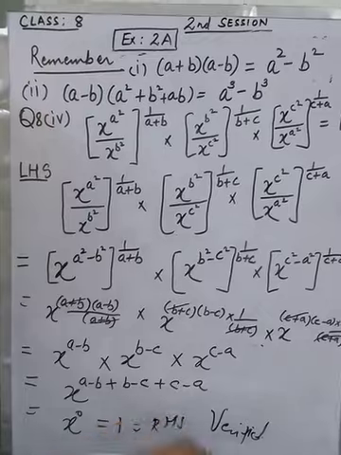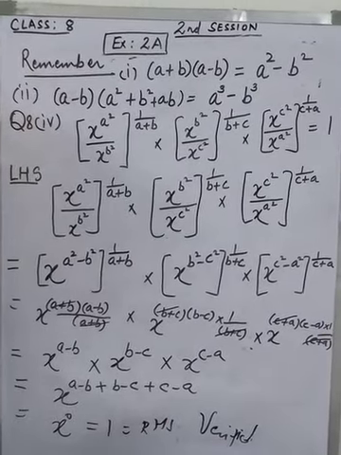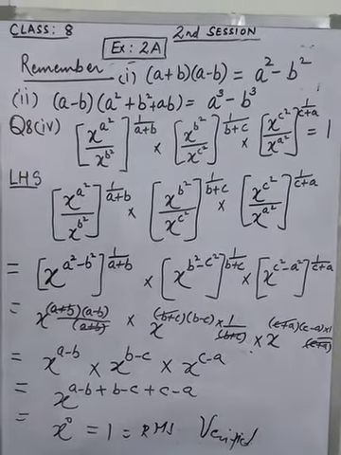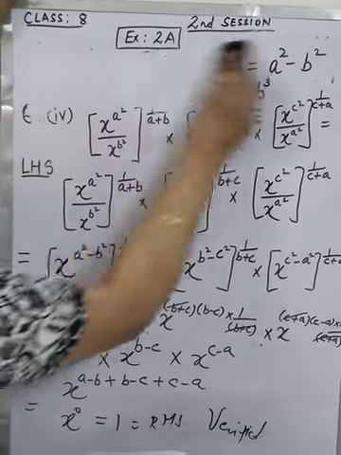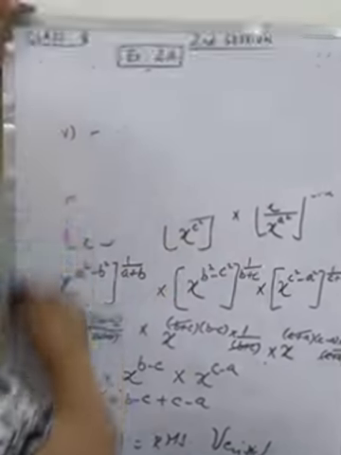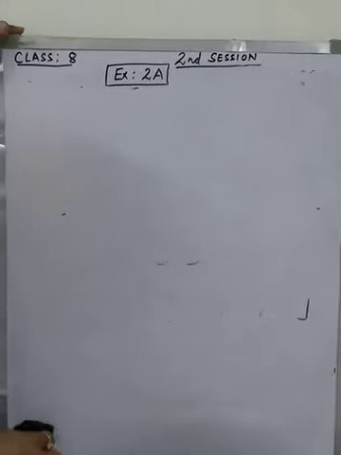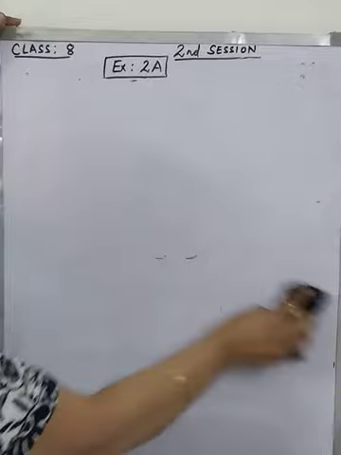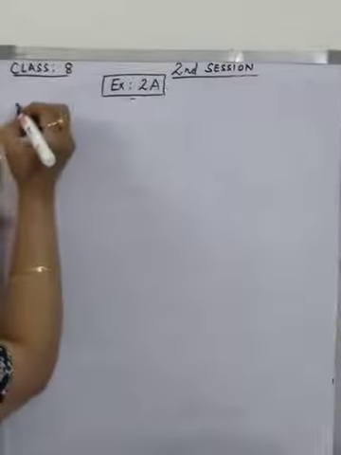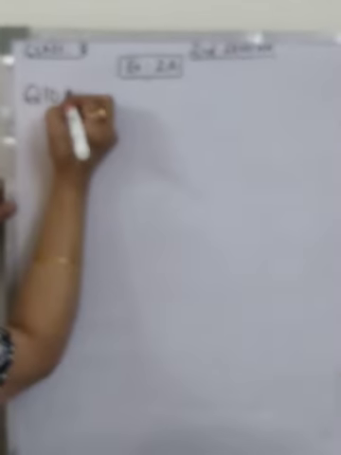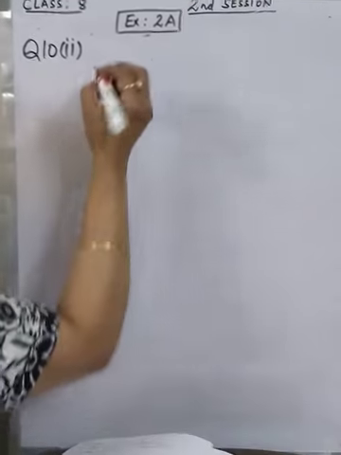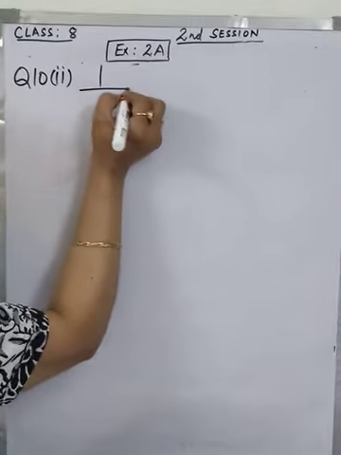I come to question number 10 now. Question number 10 again has two parts. I'll do the second part for you. Question number 10, they are saying evaluate. That means we are looking for the value. So we find the value. Before that we write the question.